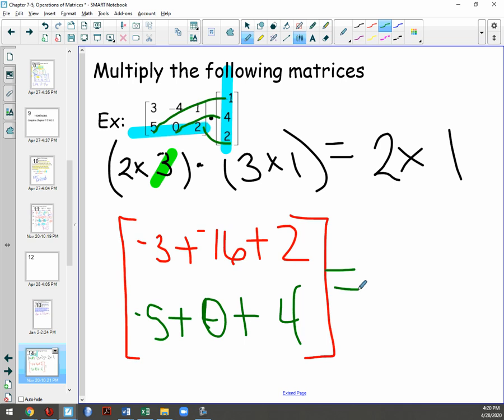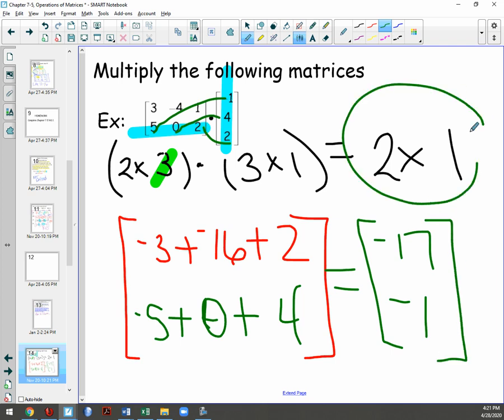Negative 3 and negative 16 is negative 19, plus 2 is negative 17. Negative 5 plus 0 is negative 5, plus 4 is going to give me a negative 1. So my question is, do I have a 2 by 1? I have 2 rows with 1 column. And then that is done.